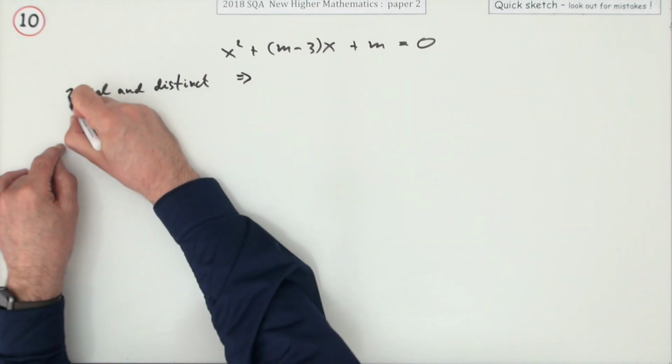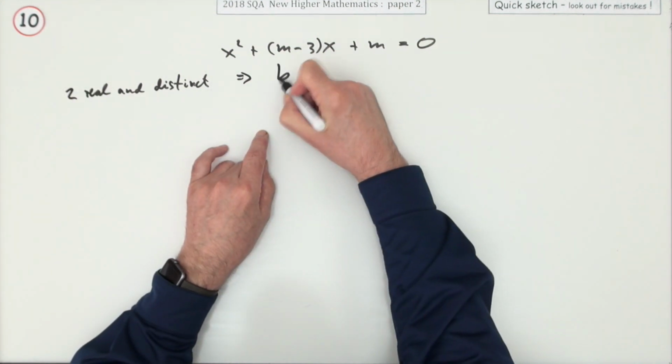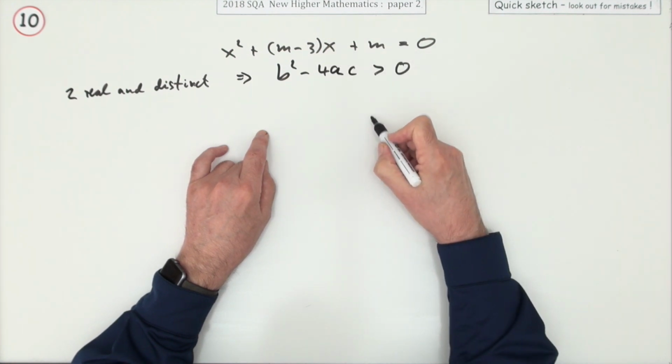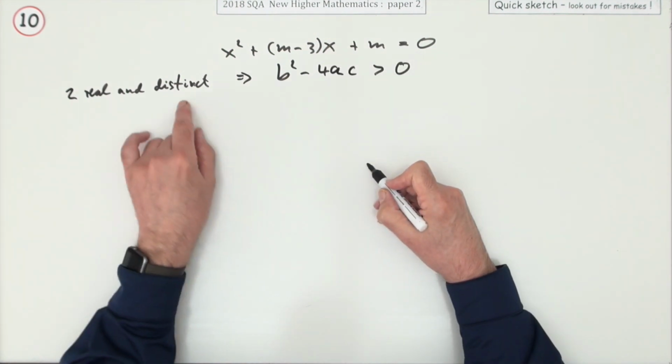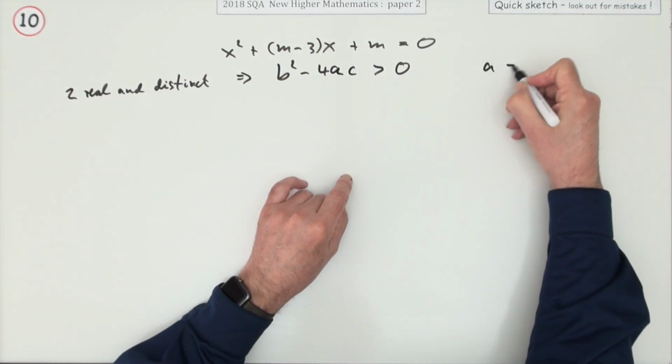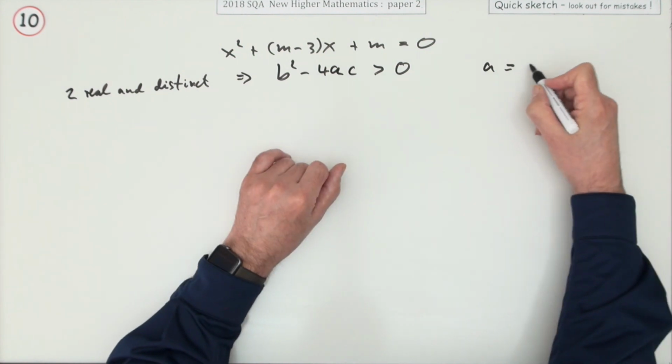If you've got two real and distinct roots, it means that b squared minus 4ac has to be greater than 0, not greater than or equal to. Distinct, just greater than 0. Watch out for that. Where, since I've mentioned an a, b and a c, I'll just mention them here.